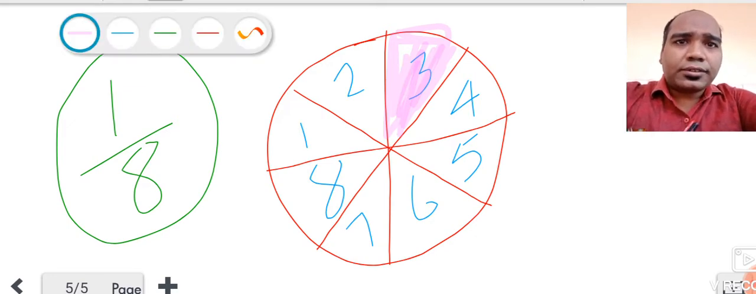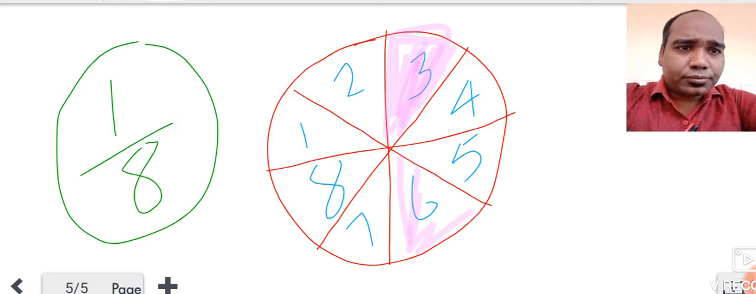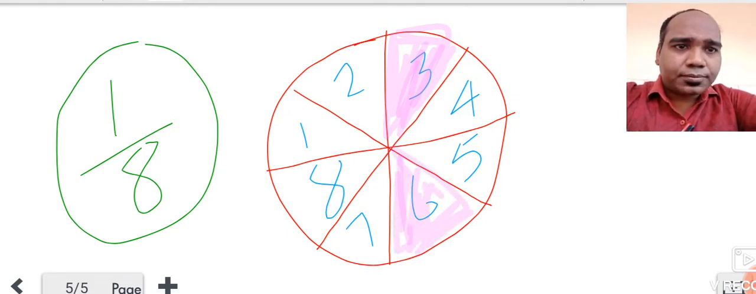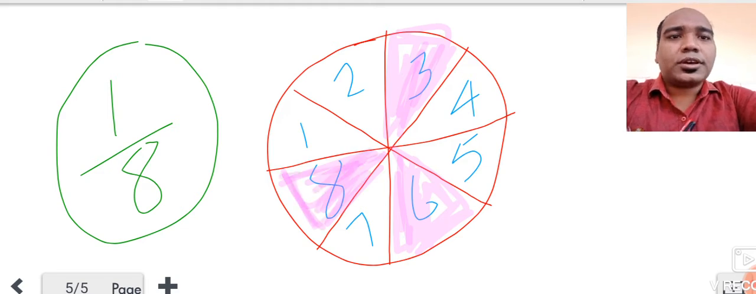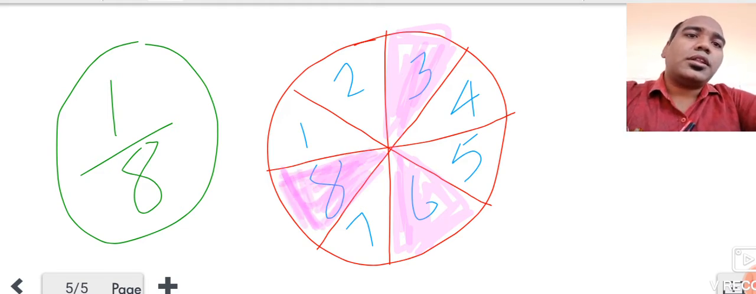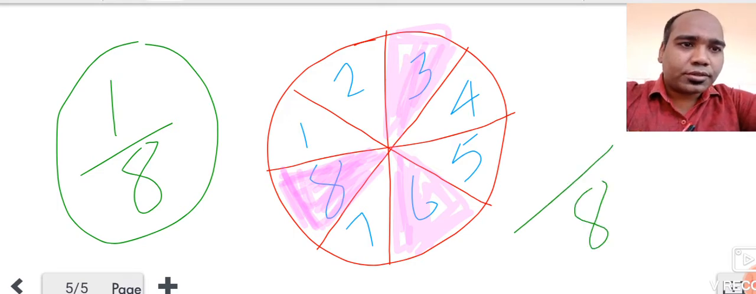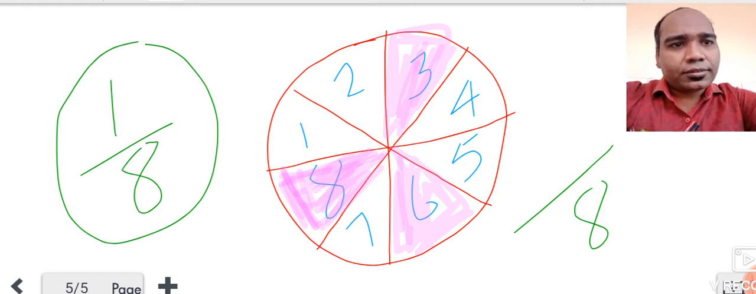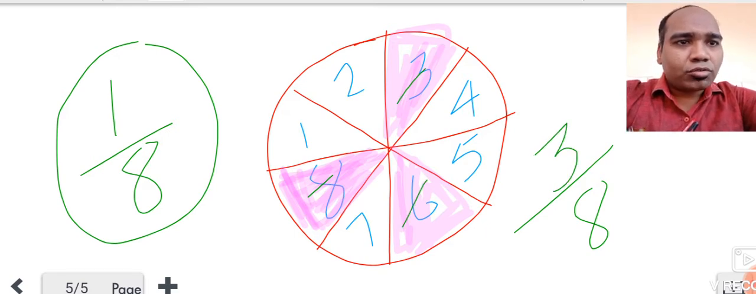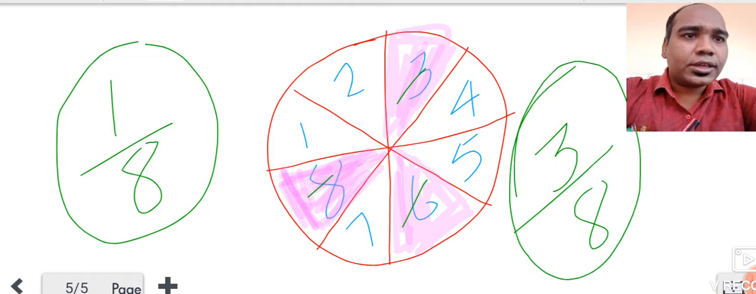Now if I shade one more part, suppose 2 more parts I am shading. Now you tell me, as a fraction, what can I write? Total how many parts are there? 8 equal parts. Out of 8 equal parts, how many parts have I shaded? 3 parts: one, this one, this one. Total 3 parts. So in fraction we can write 3 by 8.